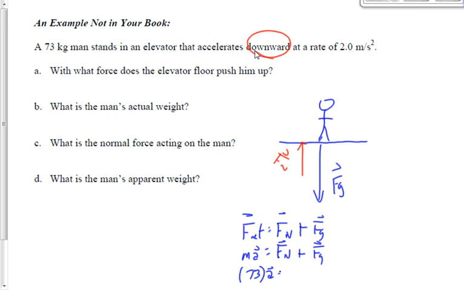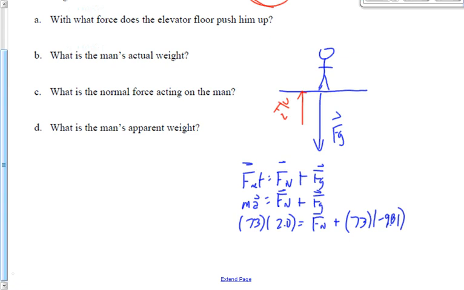Fn is, oh wait, we know the acceleration, right? 2.0. Fn is what we're looking for here, the force of the floor, plus 73 times negative 9.81, because gravity is acting down. Is that right? Caitlin? Yeah, right. That's why we circled that, right? To remind us that the acceleration is going to be a negative value, that it's a downward acceleration. Good.